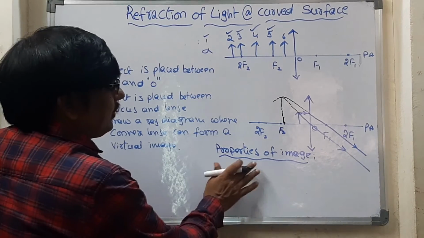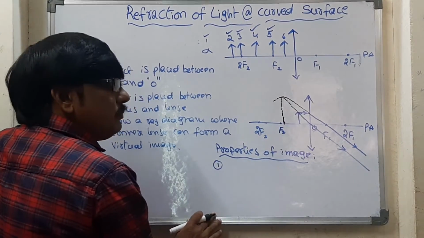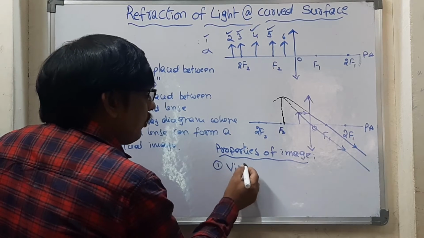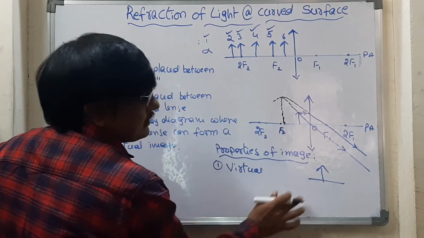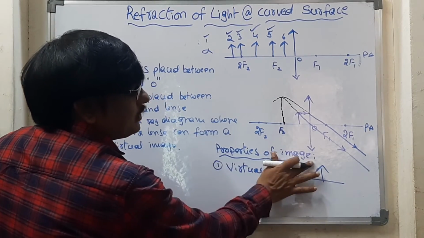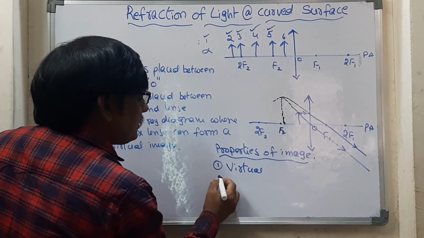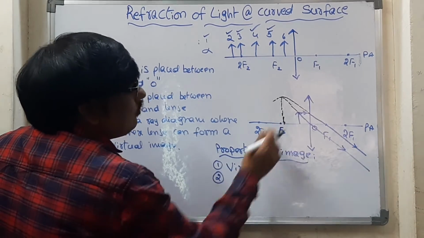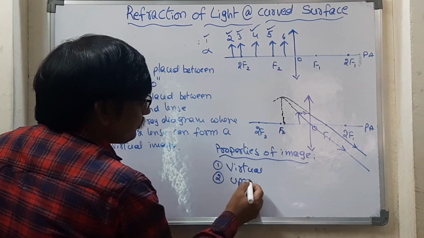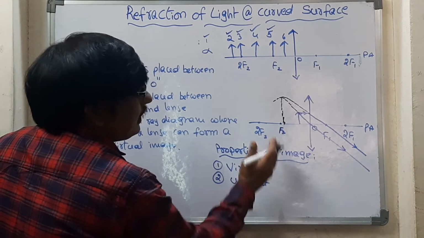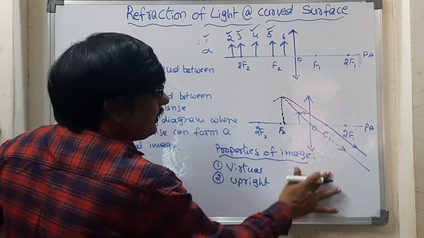And here, the properties of the image. The first one: is that a real image or a virtual image? That is a virtual image. How can you say that is a virtual image? Because it is formed above the principal axis. If any image is forming above the principal axis, that is a virtual image. What is the nature of the image? The image is upright, isn't it? The image is upright, because we call this type of images upright images.